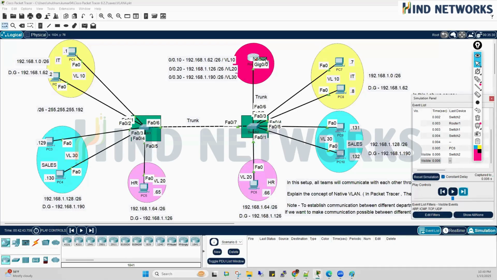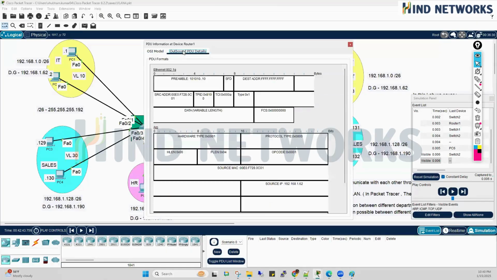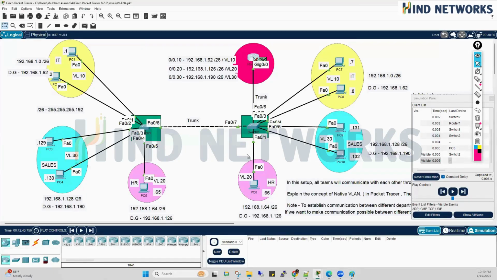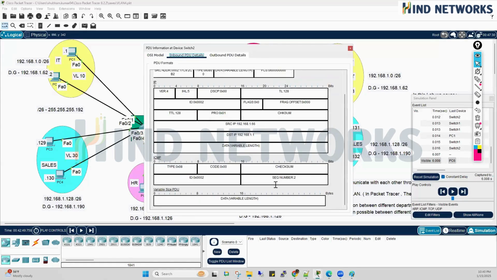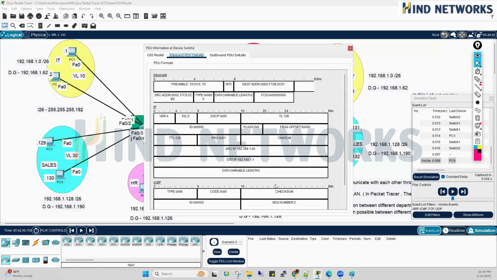The router receives this packet. When I open this packet, see now, this is again ARP. Why? Because this router needs to resolve the MAC address between this PC and this router. So see now, the ARP packet will be exchanged here, here, here. Which packet is this, guys? Let me open it. This is the ICMP packet.